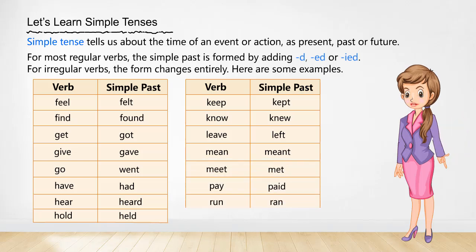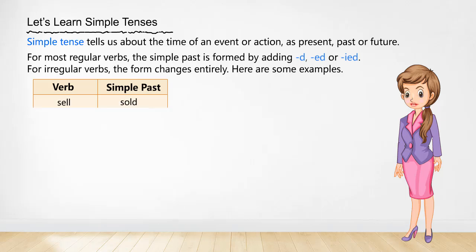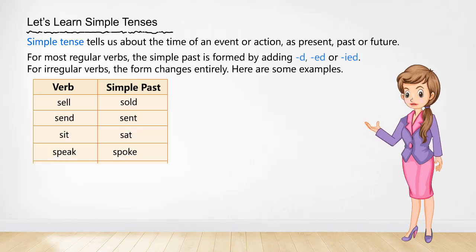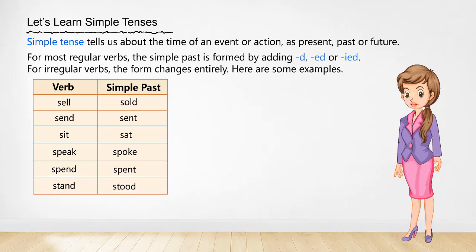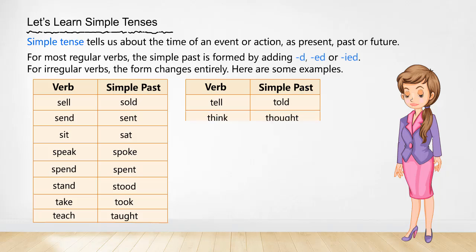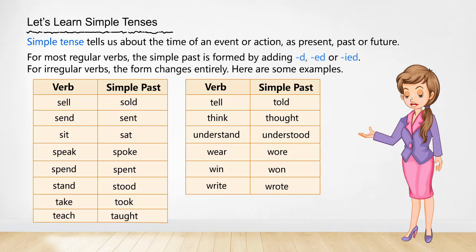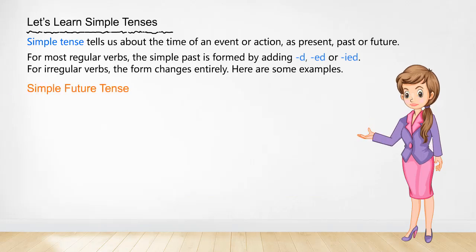Pay, paid. Run, ran. Say, said. Sell, sold. Send, sent. Sit, sat. Speak, spoke. Spend, spent. Stand, stood. Take, took. Teach, taught. Tell, told. Think, thought. Understand, understood. Wear, wore. Win, won. Write, wrote. Simple future tense.